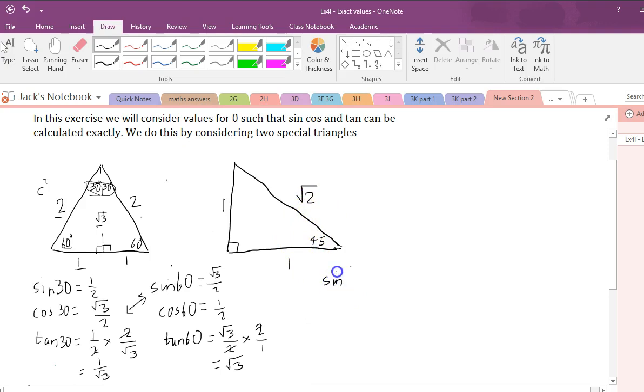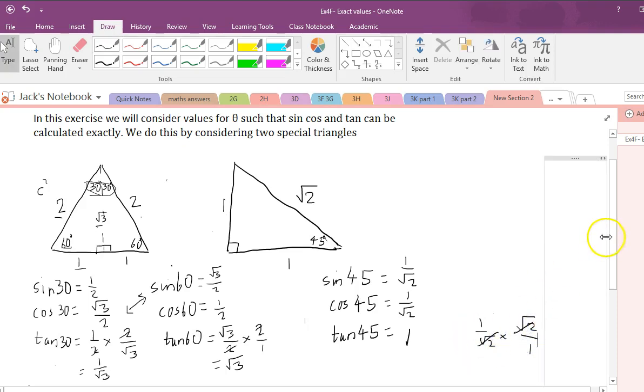So sine 45, cos 45, tan 45 is equal to 1 on root 2. Cos 45 is also 1 on root 2. And tan 45 is 1 on the other, which cancels down to being just 1, because that's 1 on root 2 times by root 2 on 1.